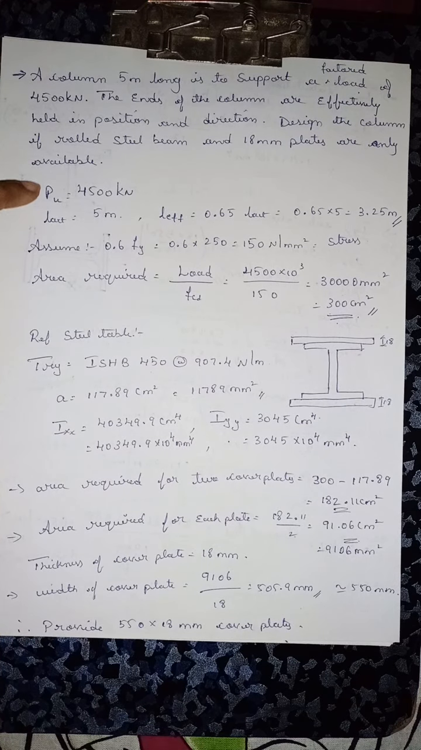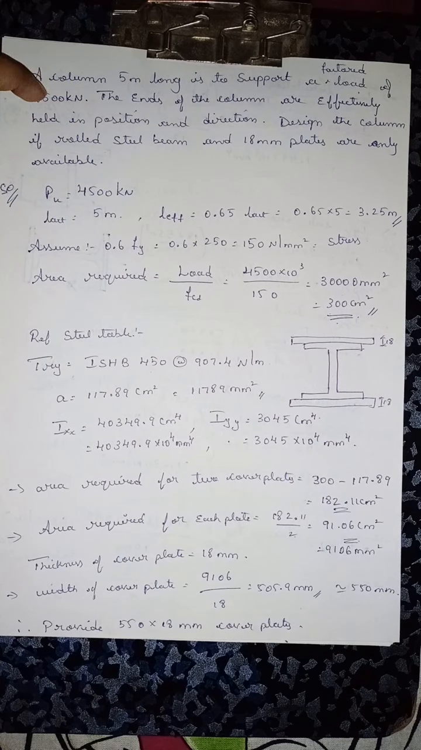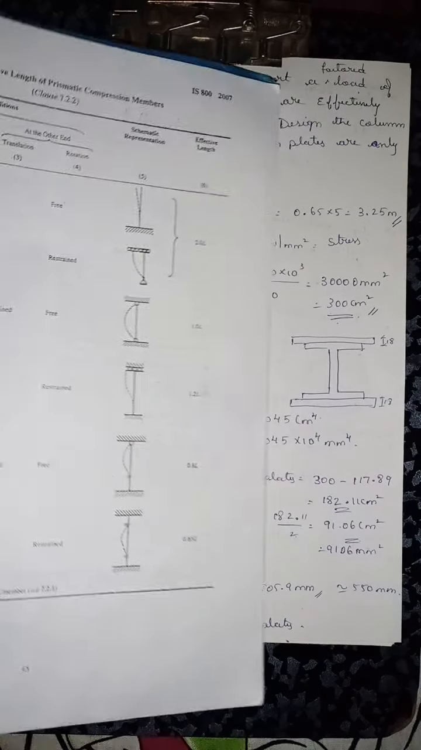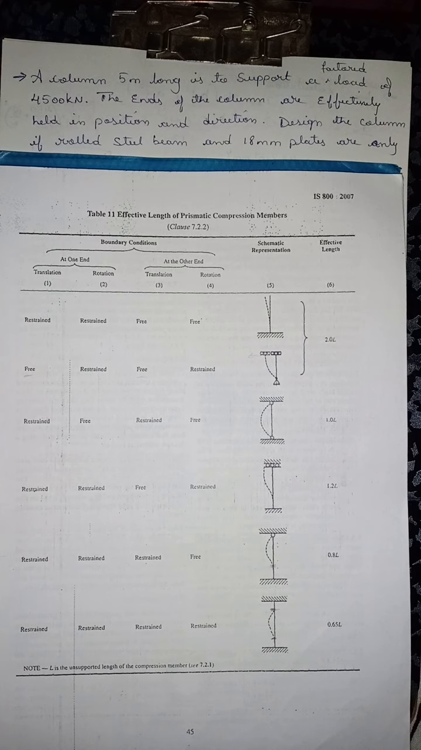Factored load is mentioned, so it is PU is equal to 4500. L actual is 5 meters. 5 meters is given, and L effective you need to find out by table number 11. So here you have table number 11. The condition is effectively held in position and direction. That means for both translation and rotation it is restricted, that means it is restrained.